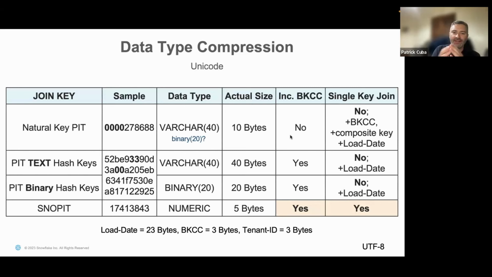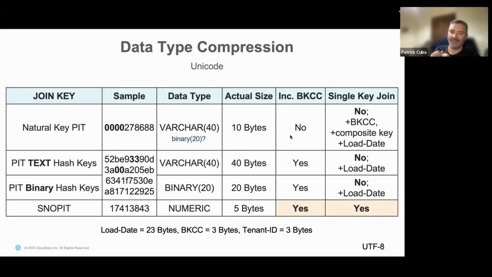Now, with the hash keys, the great thing about hash keys, you can combine multiple business keys into a single hash, include your business key collision code, multi-tenant ID, and all that, and you still have a single join between tables. The downside is it doesn't compress, right? That's an example value there. If you assign varchar 40, the actual size is going to be 40 bytes anyway. There's no way around it.